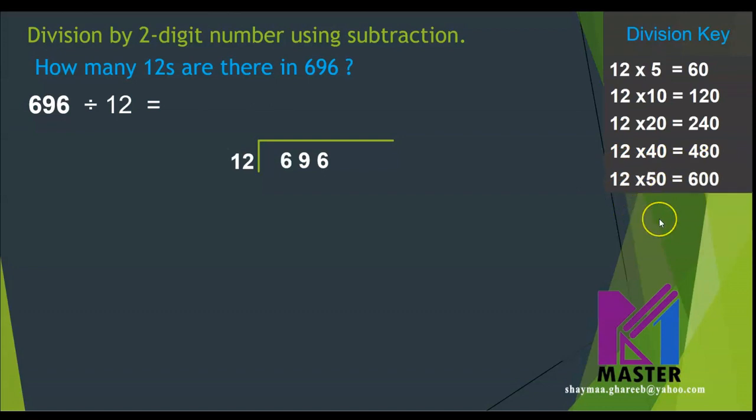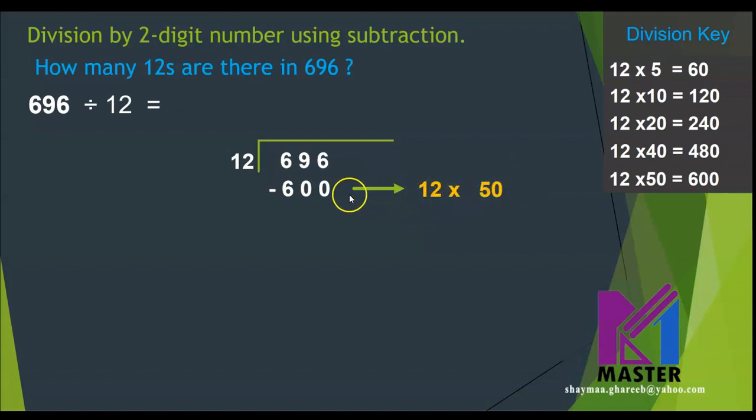And what about 12 times 50? How to get 12 times 50 is same as 12 times 5. Then I will multiply it by 10 by adding one more zero. So here it's 60, but 12 times 50 is 600. Now I have this key. What do you think? Which multiple of 12 I should take first? The biggest one I have, which is 600. So when I subtract 600 from 696, it means I found the 12 times 50, which is 50 12s.